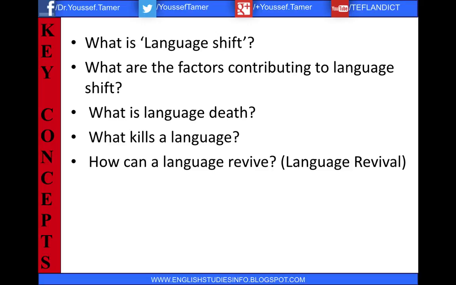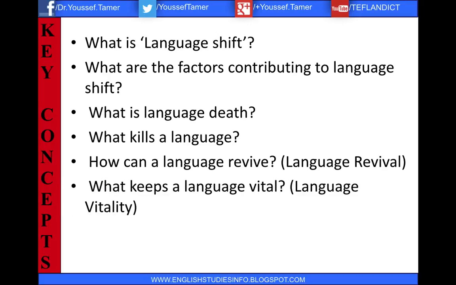How can a language revive? The same way some languages can die, there are some languages that are on the verge of death, about to die at some point in time, but then because of some changes in the society, this language is revived. Okay, it's revived. So we will try to have a look at that. How can a language revive? And here we are talking about what we call language revival.